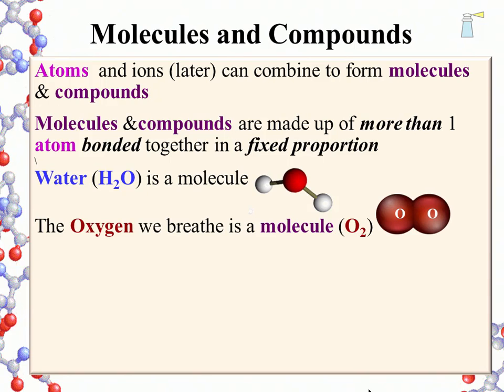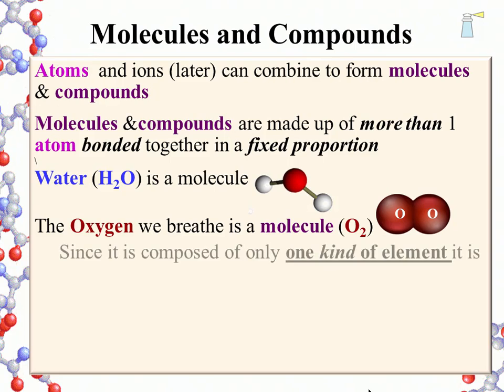The oxygen we breathe is a molecule, O2. It is called molecular oxygen. Since oxygen, O2, is composed of only one kind of element, it is referred to as elemental. That is a distinction that will become important when we discuss how to classify matter, so keep it in mind.